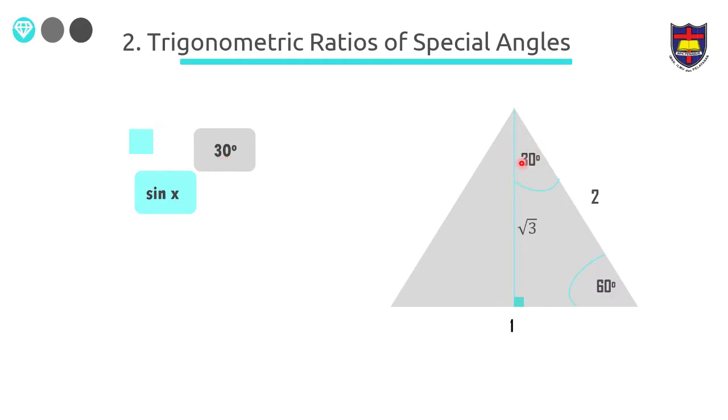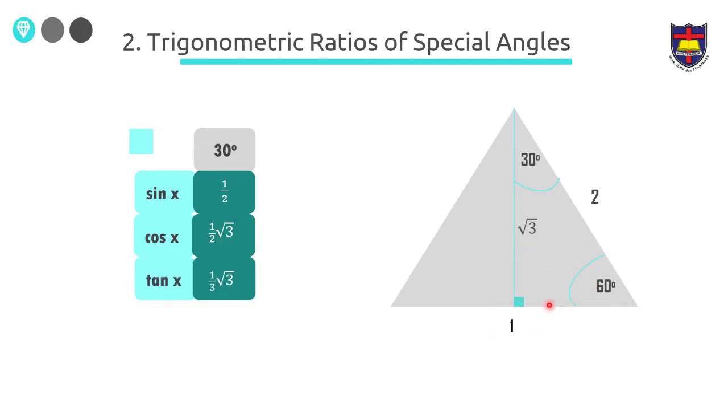We can calculate the ratios of 30 degrees inside this triangle, which is the ratio between the opposite, which is 1, over the hypotenuse, which is 2. So the value of sine 30 degrees will be a half. Next, for the value of cos, we take the adjacent, which is square root of 3, divided by the hypotenuse, which is 2. So we have square root of 3 over 2, which is a half square root of 3. For tangent, it will be 1, the opposite, divided by the adjacent, which is square root of 3. Later you can rationalize it to become 1 over 3 square root of 3.